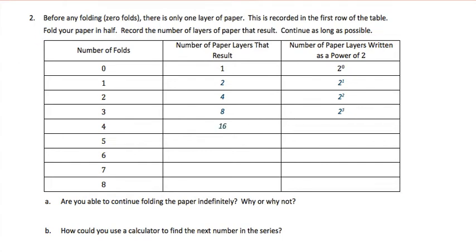Folded 4 times, we will have 16 layers. I wonder if you've been able to get this far. And that is 2 to the fourth power. Folded 5 times, we'll have 32. That is 2 to the fifth power. Six times, we have 64, which is 2 to the sixth power. Notice we're doubling every time. If you were able to fold it 7 times, wow, it's 128, which is 2 to the seventh power.